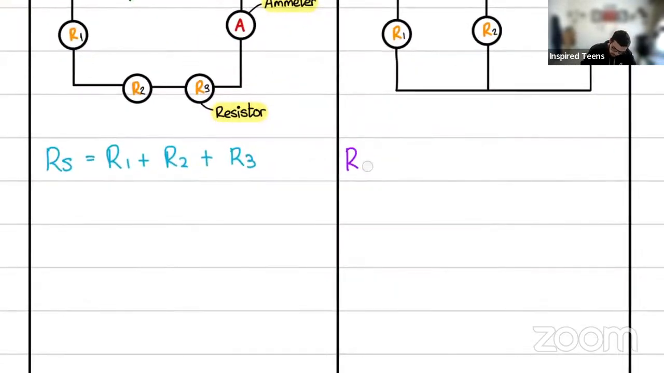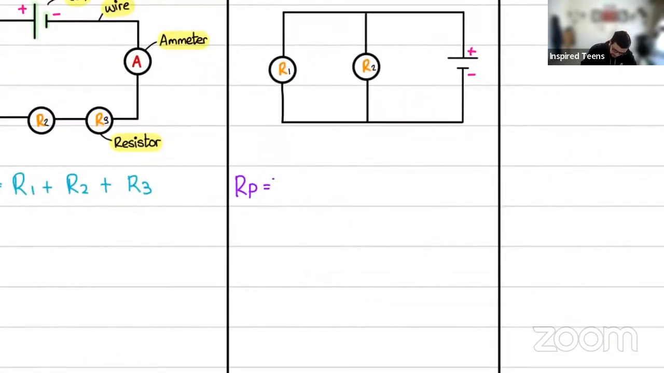So the same applies with this. I'm just going to call it R parallel, even though for their respective circuits, they are the total resistance. So R parallel can be calculated with the following formula: 1 over R parallel, actually.